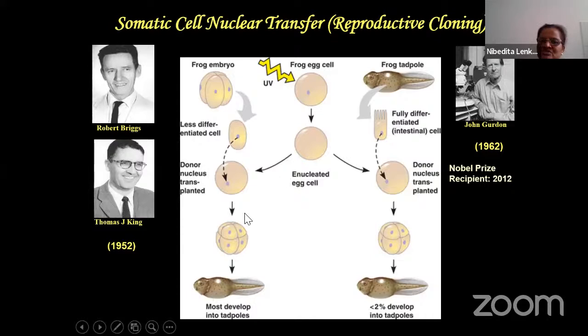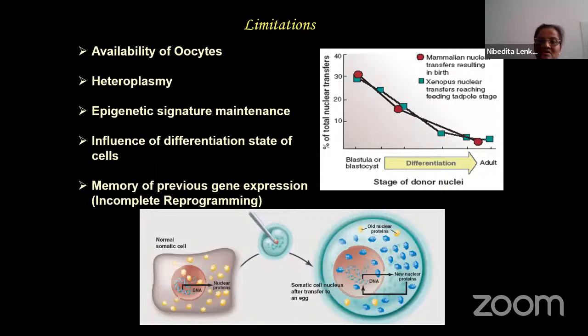Subsequently, John Gurdon, who got the Nobel Prize, demonstrated that even from a fully differentiated cell, he took intestinal cells, and that donor nucleus put into the enucleated egg could also develop into a tadpole, but less than 2%. This in fact brought up the question: does the stage of the donor cell matter? Yes, indeed.